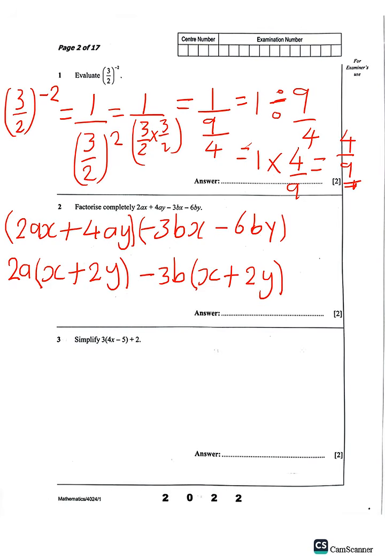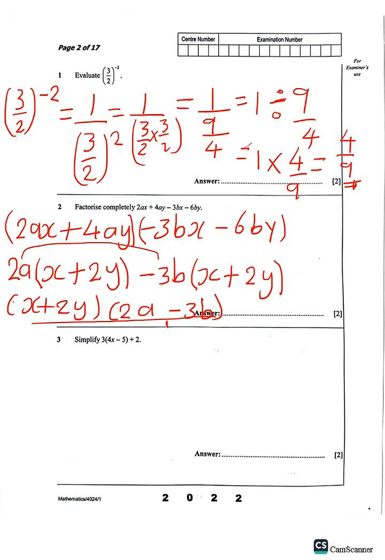So what we are going to do is factorize now the common bracket. Our final answer is x plus 2y, then in positive 2a minus 3b will now have its own bracket, so 2a minus 3b. So this is our final answer.